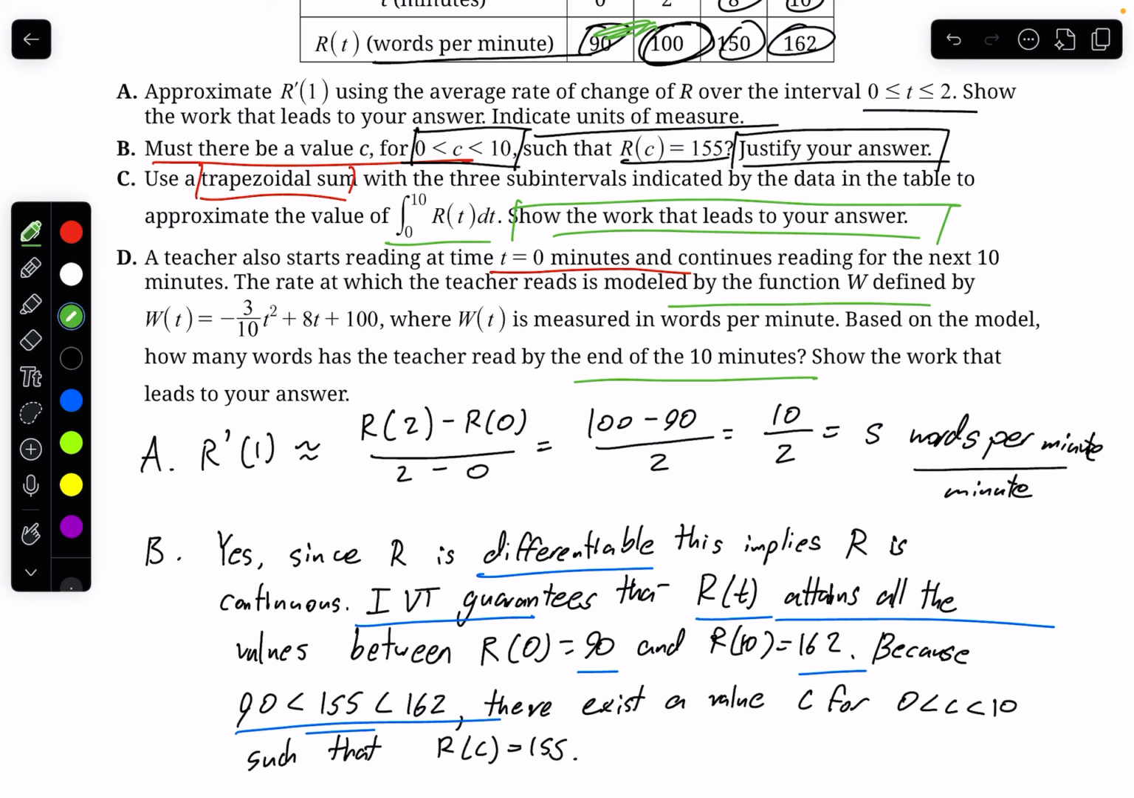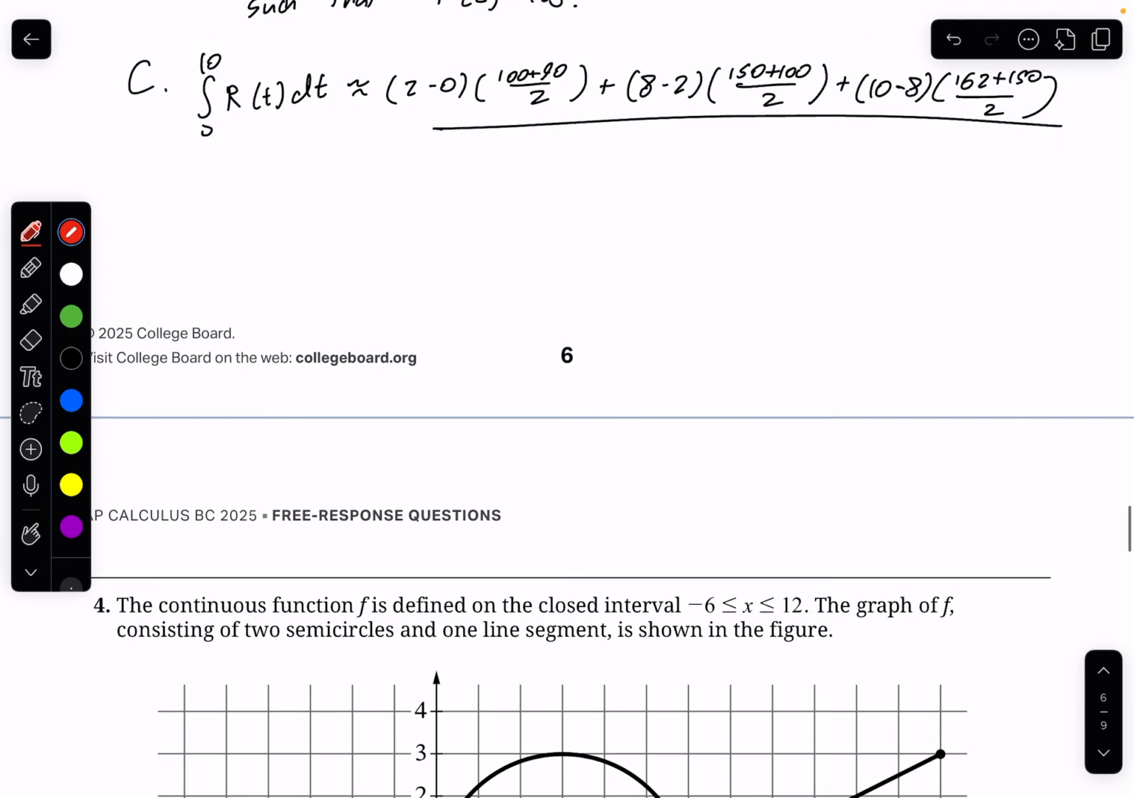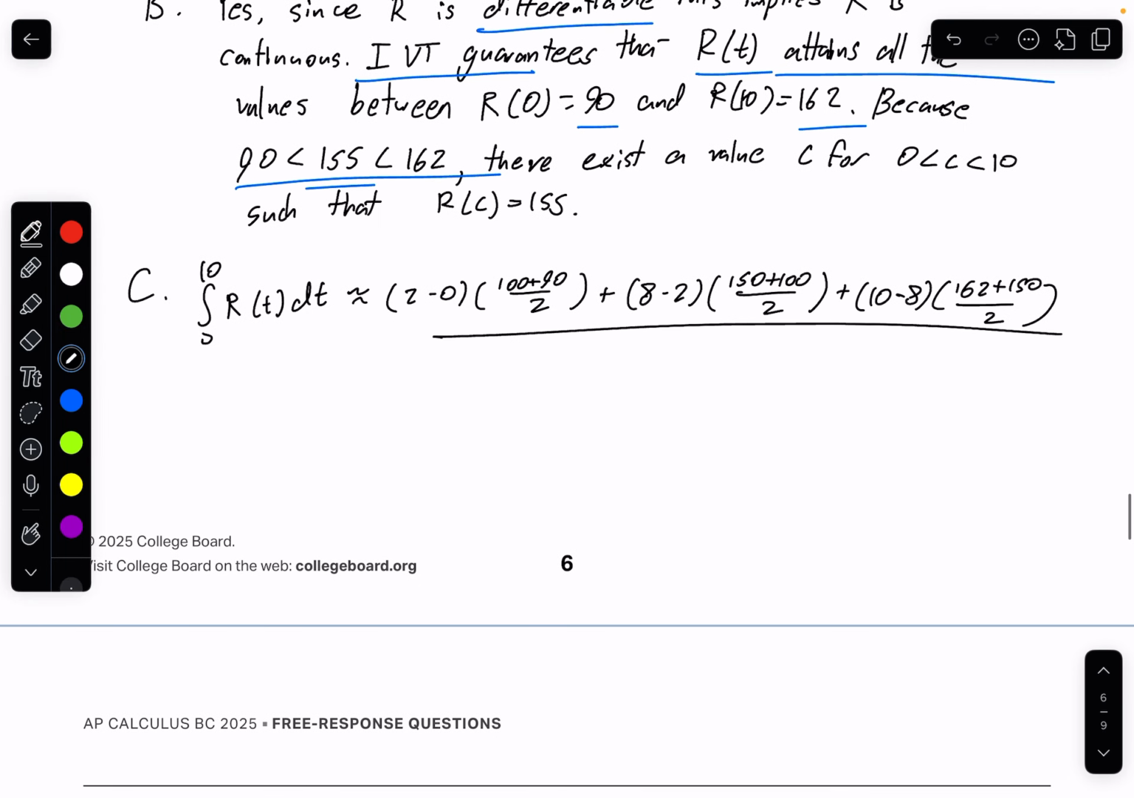So, Calc student, once again, this should be going off in your mind. How many words has the teacher read by the end of the 10 minutes? This is a simple accumulation problem. This is just an integral. If this function is telling you the rate at which the teacher is reading in words per minute, the number of words she read is simply the integral of it, because the words per minute is the derivative of the number of words she read in total. If you didn't catch that, all I'm saying is if you integrate the words per minute, you're going to get the total amount of words, which is accumulation.